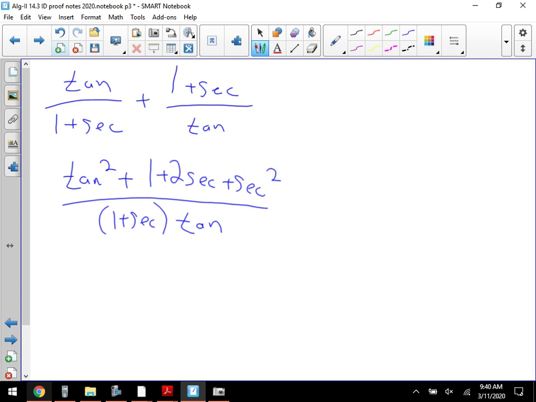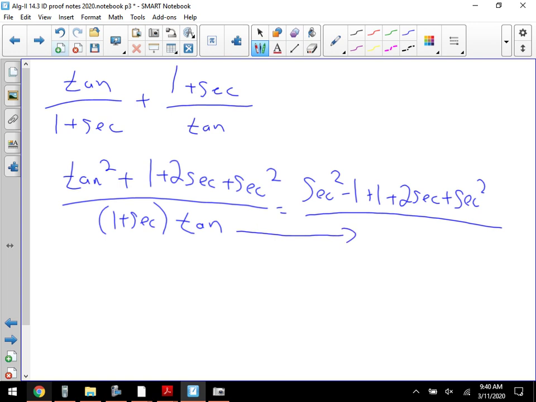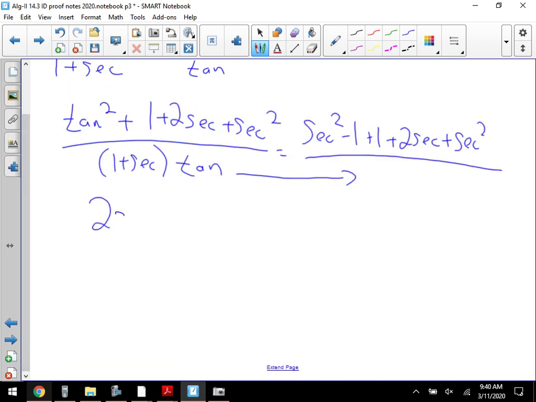If I do that with that numerator, then I have plus 1 plus 2 secant plus secant squared all over the same denominator. I'm just going to draw an arrow instead of changing it. Now I can combine like terms in that numerator: 2 secant squared plus 2 secant right there. So you have 2 secant squared plus 2 secant over 1 plus secant tangent.